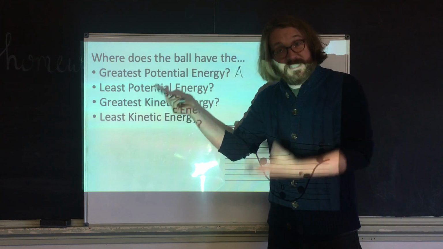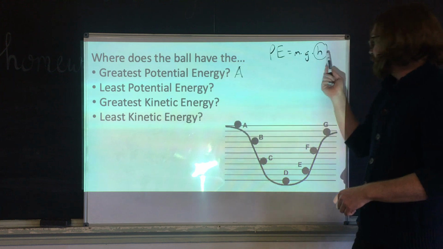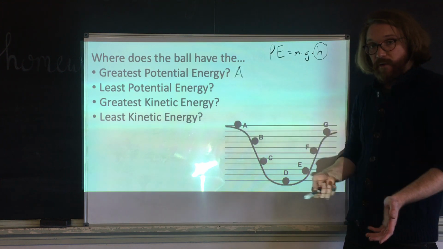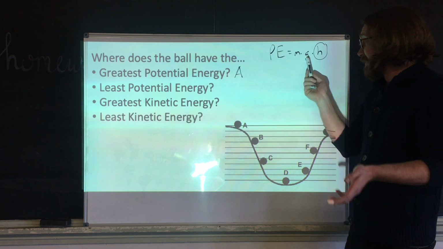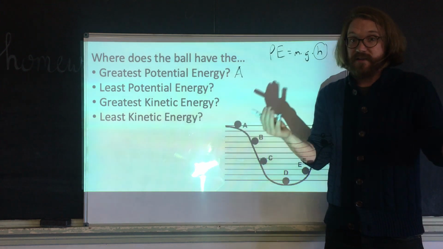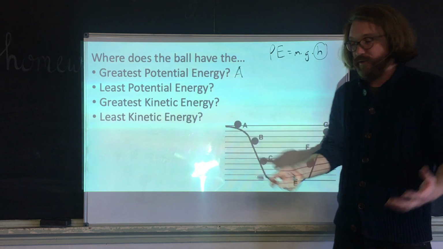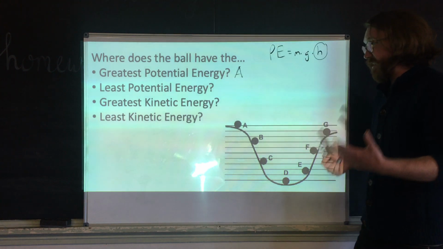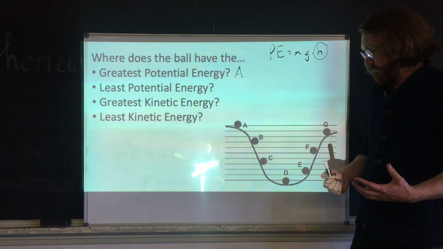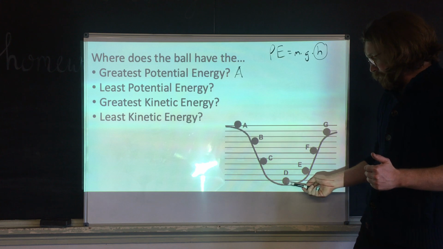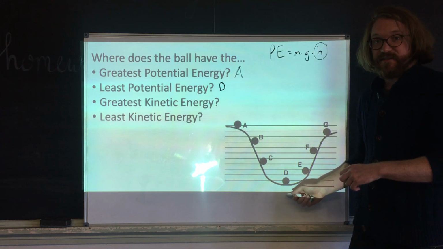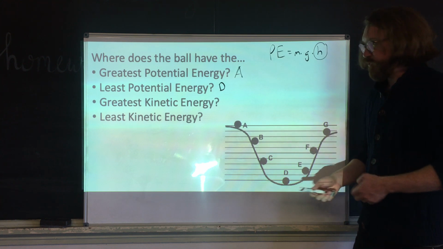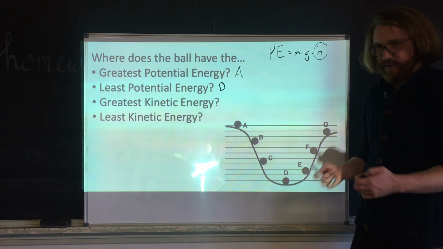Where does the ball have the least potential energy? Well, that would be where its height is the lowest, because again, the mass of the ball does not change, and little g never changes. It's always 9.8 meters per second squared on Earth. So where does the ball have the least amount of height? Did you say D? If you did, you'd be correct. D is where it is the lowest, right? So it has the least potential energy. It's right on the ground.